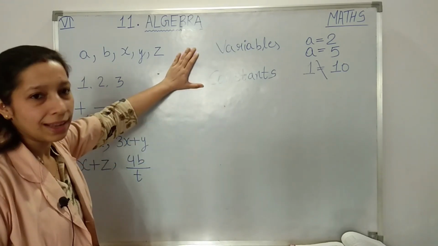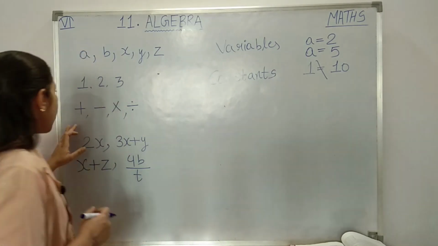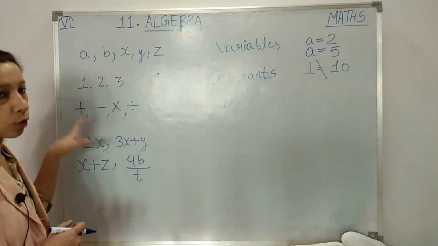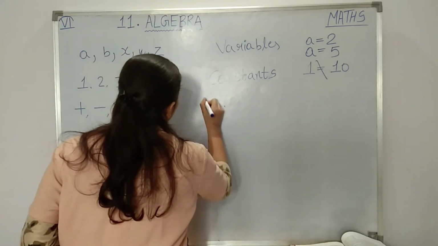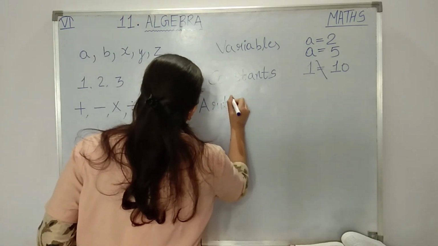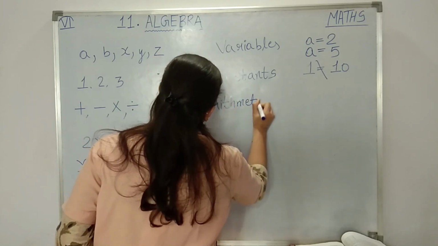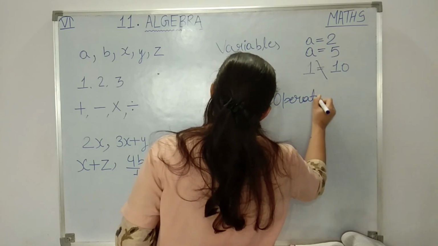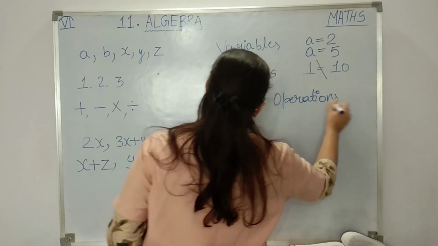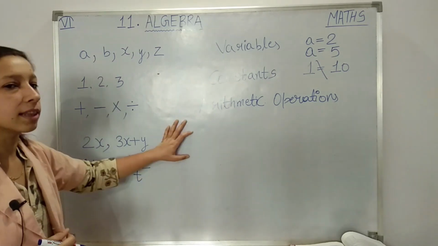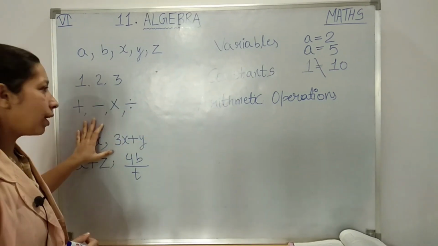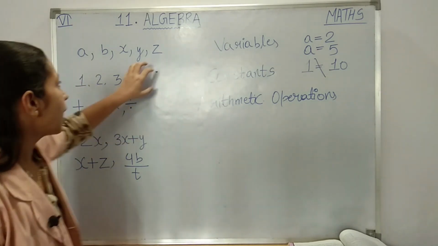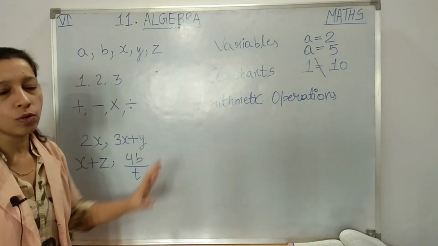So constants and variables. Now the next thing that you are going to see is plus, minus, into, divide. What are these? These are arithmetic operations or mathematical operations, isn't it? So I am writing here arithmetic operations. Until now we have studied about variables, then constants, and then arithmetic operations. Constants means numbers. Variables means alphabets in which you can put any value as you want.